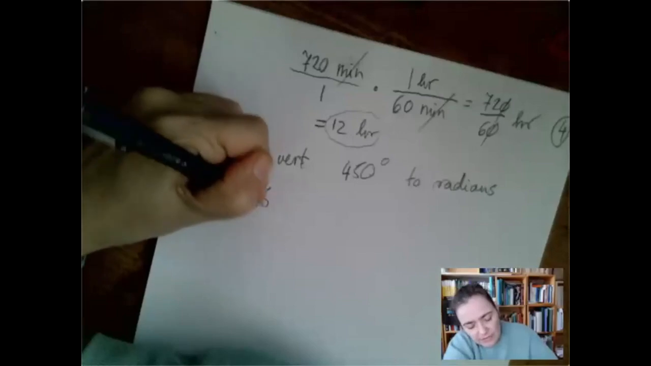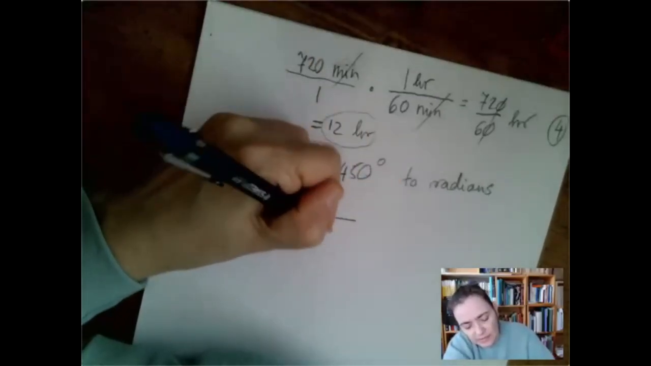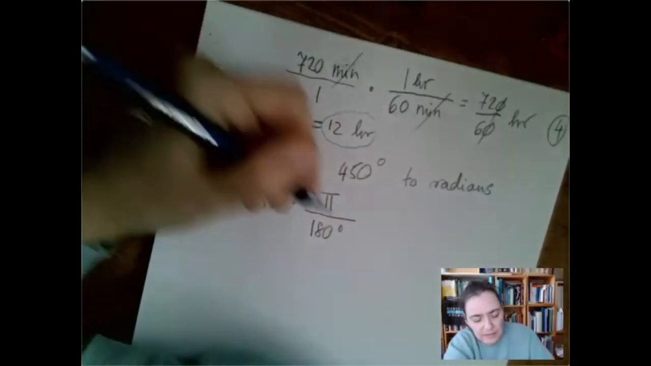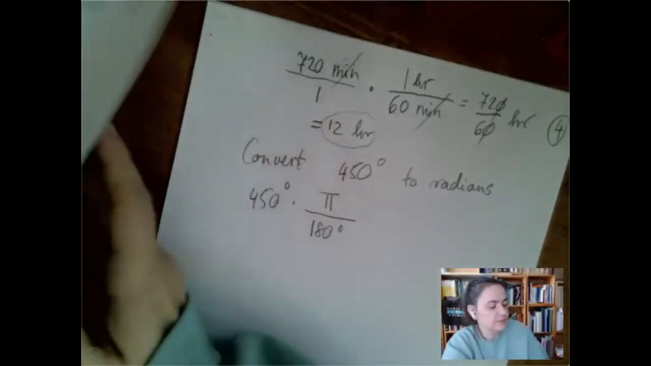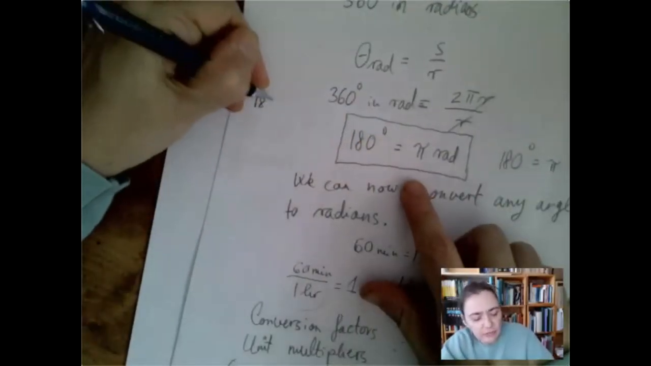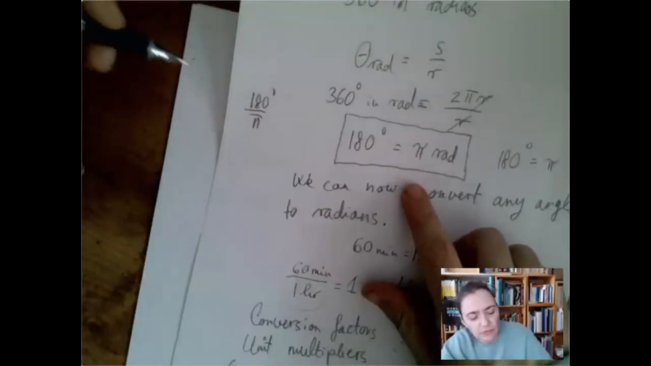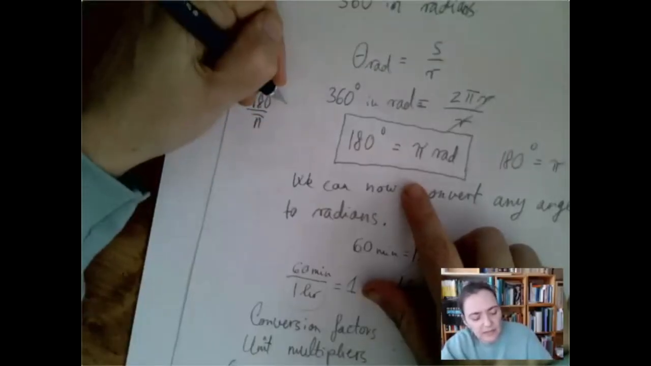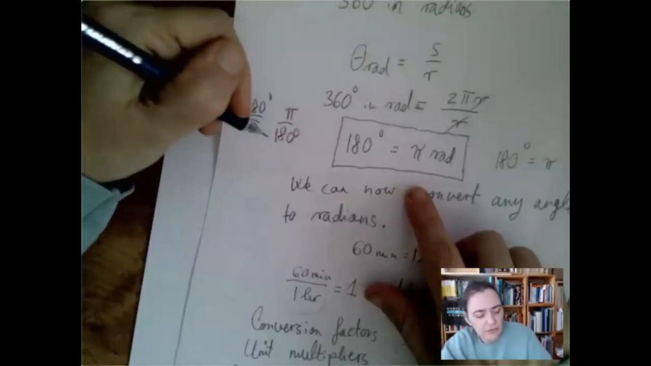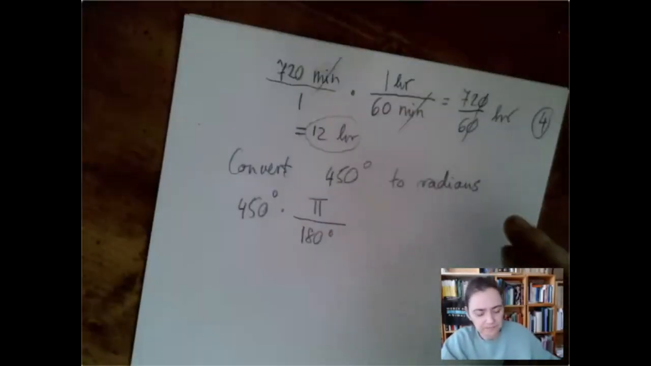You can say 450 degrees times, now the degrees come downstairs to be canceled out, and then pi radian divided by 180. Yeah, I forgot to mention, 180 degrees equals pi radian, so we can write two conversion factors out of it. This is one of them. This is what we use to get rid of radians and bring in the degrees, and this is the other one, which we use to get rid of the degrees and bring in radians, right?